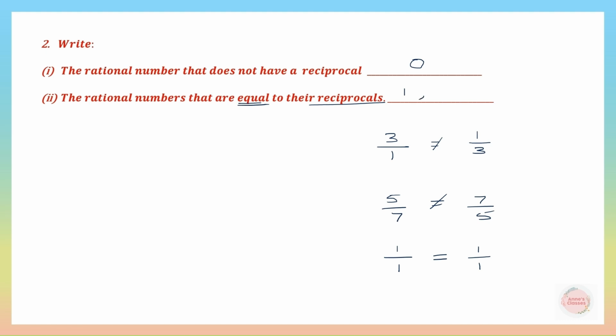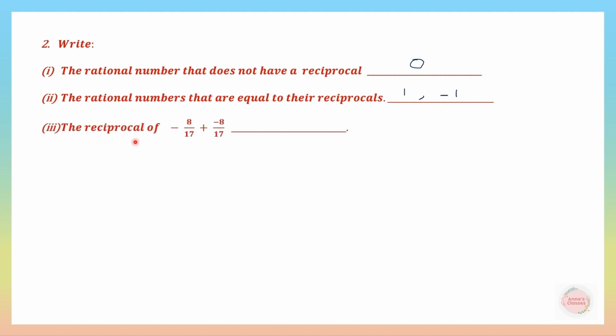Now there's one more number. Take minus 1. I'll make it a fraction by writing minus 1 by 1. What's the reciprocal of this? 1 by minus 1, which is also equal to minus 1 by 1. Whenever you have a minus sign like this, you can put it in the numerator or you can even put it in between both. It's the same. So for minus 1, the reciprocal is equal to the number itself. So both these are rational numbers that are equal to their reciprocals. Let's write the answer, minus 1. Let's read the question again. The rational numbers that are equal to their reciprocals are 1 and minus 1.